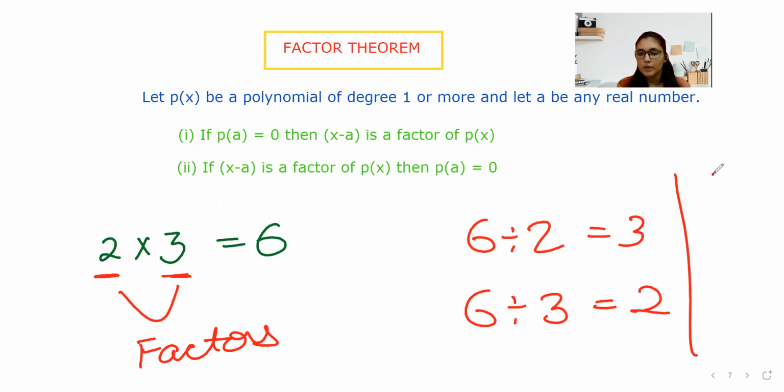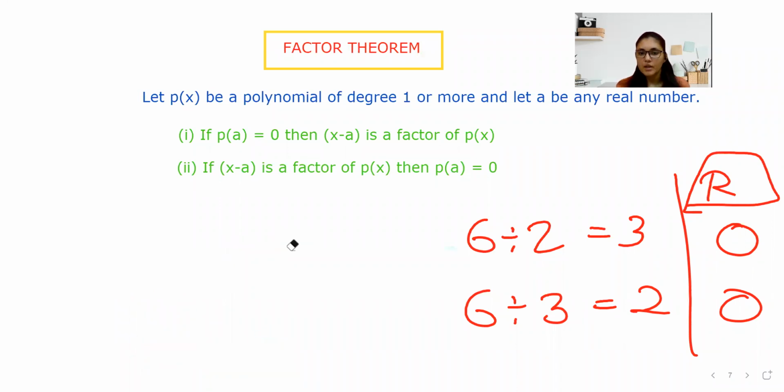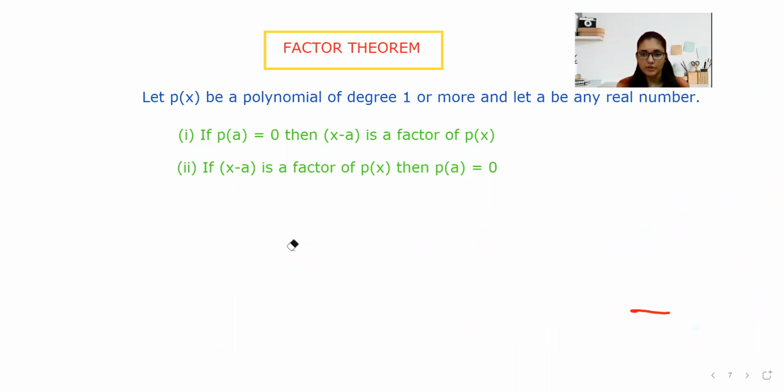But what do you think about their remainders? Their remainders will be 0 in both cases. So if you are dividing any number by its factor, the remainder you get will always be 0. This concept is needed while doing the factor theorem. So now let's read the definition and understand the points mentioned in this theorem.